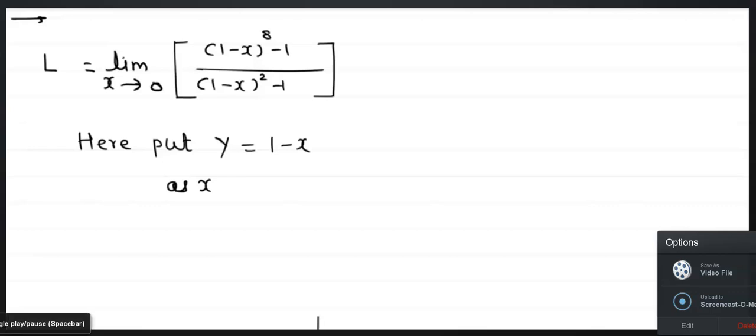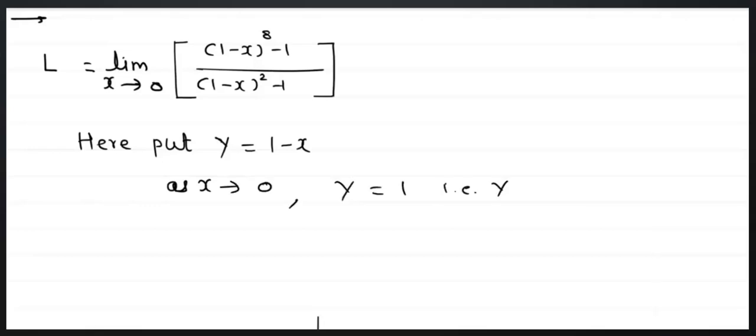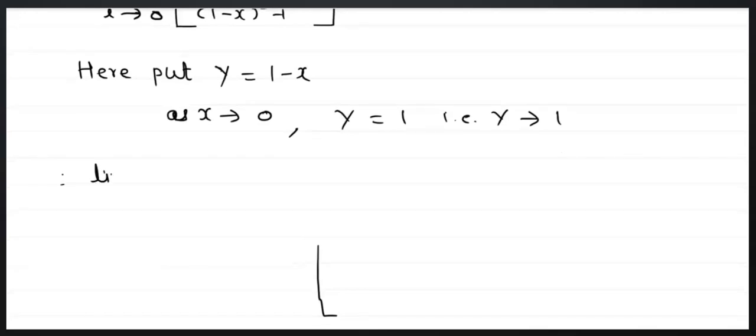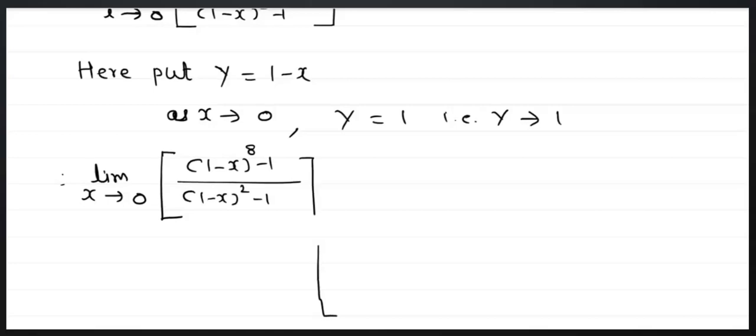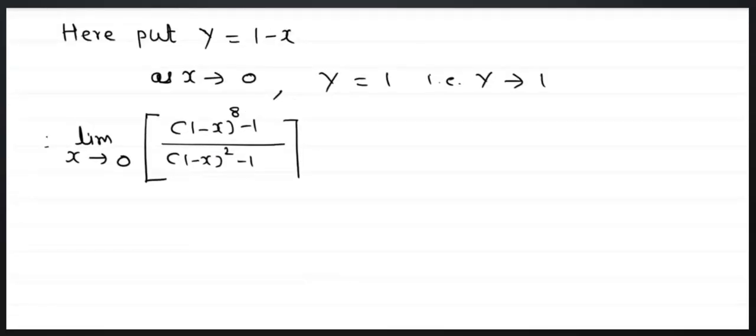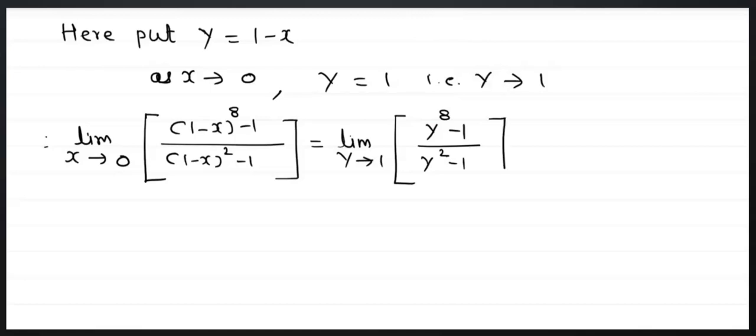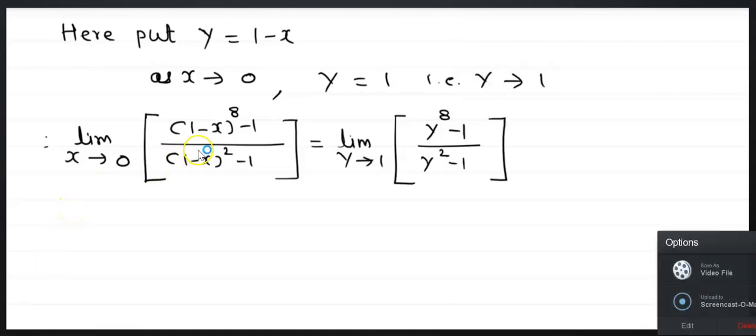Therefore, our limit becomes y is equals to 1. This is very important. That is, the limit x tends to 0, (1 minus x) raised to 8 minus 1 upon (1 minus x) squared minus 1, becomes limit y tends to 1. Now this step is important. We have substituted y is equals to 1 minus x. (1 minus x) raised to 8 therefore is y raised to 8 minus 1. In the denominator there is also (1 minus x) raised to 2, therefore here is y squared minus 1.